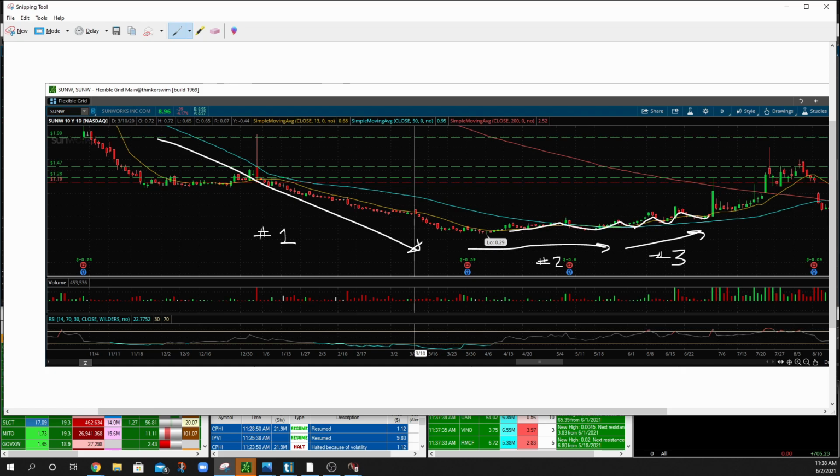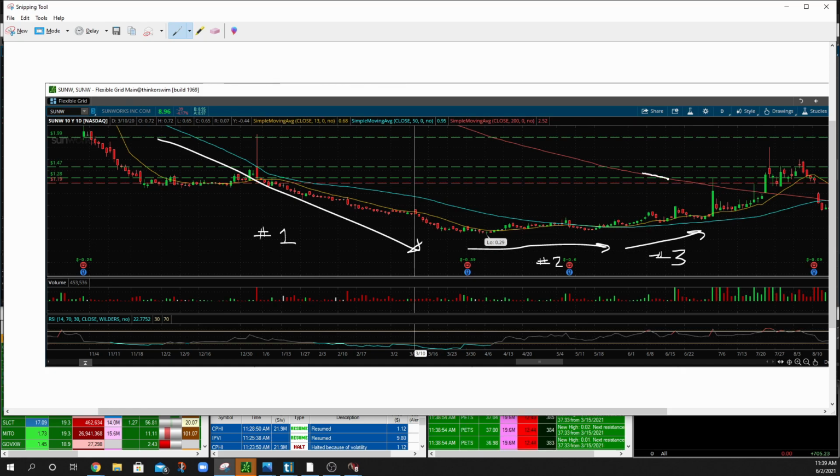Not 100% of the time, but the stock needs to regain one of those two moving averages. If it's both of them, even better. In this case, it happened to be both, which was even better for this particular trade. But the stock has to get back above one of these moving averages, all right, and start building on up. Start building higher lows, building up, right?